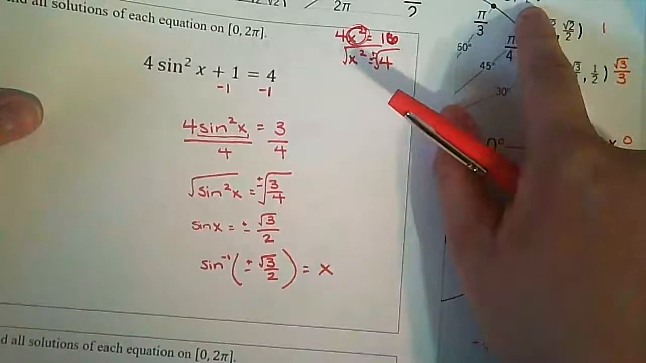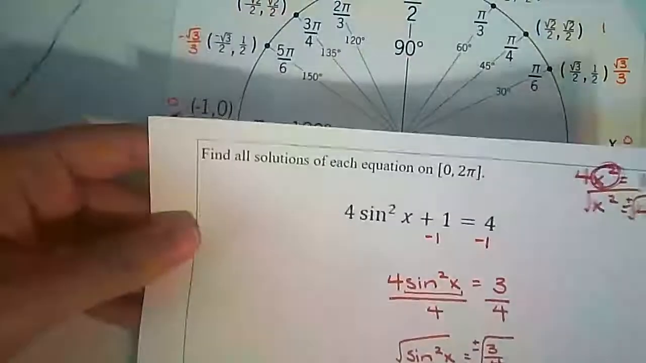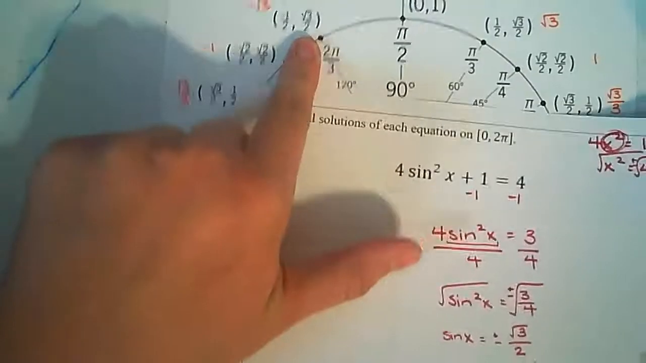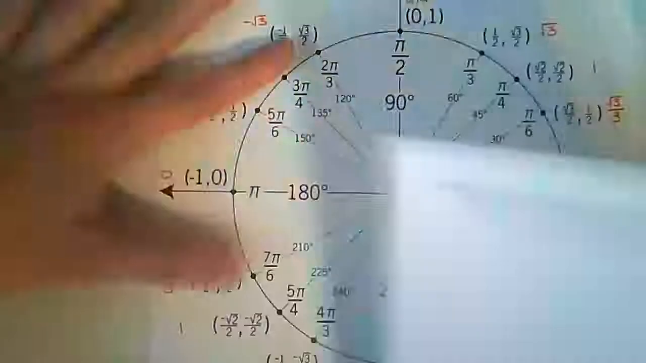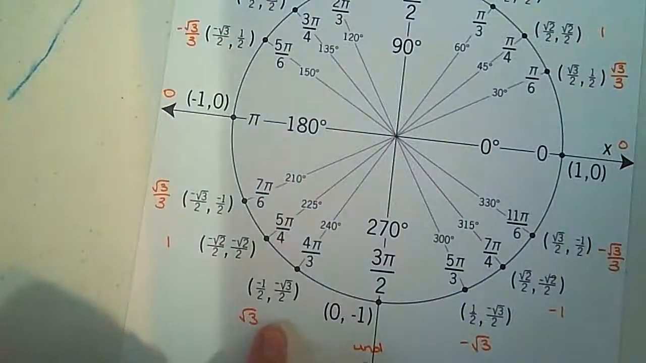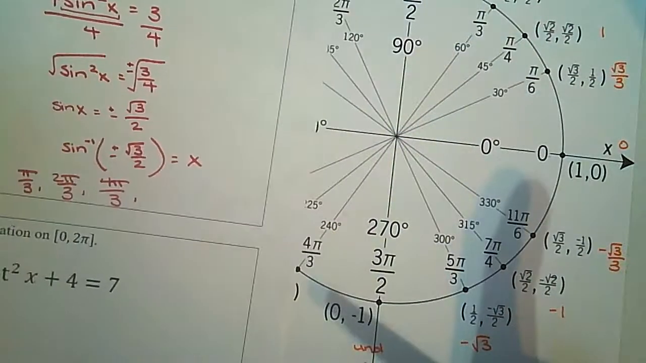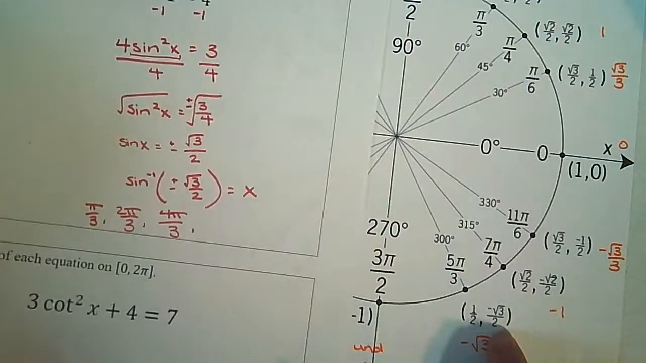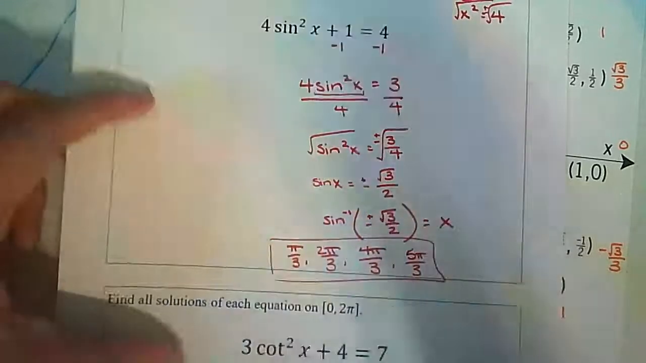All right, so if we look at our y values, there's one at pi over 3. There is another one at 2 pi over 3. Number 3 will be at 4 pi over 3. And our last one, we have another y value of negative square root of 3 over 2 at 5 pi over 3. This one actually has 4 different solutions that would work.